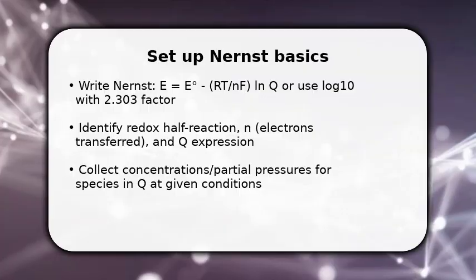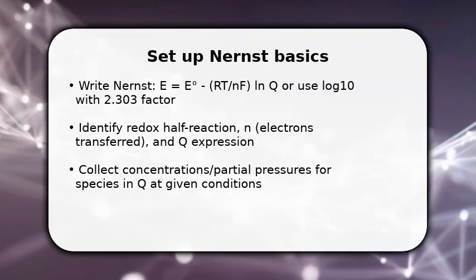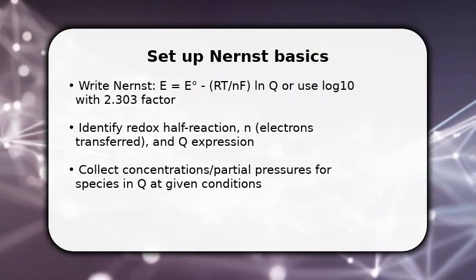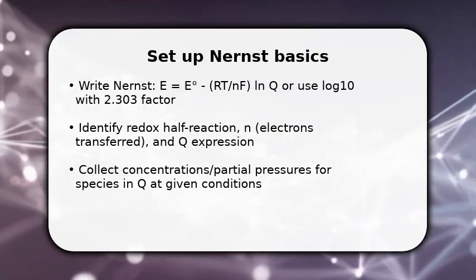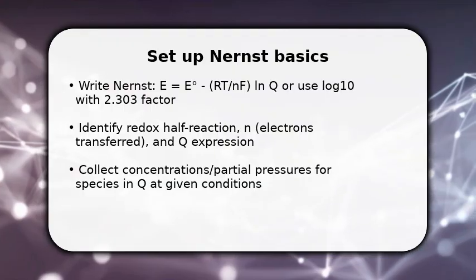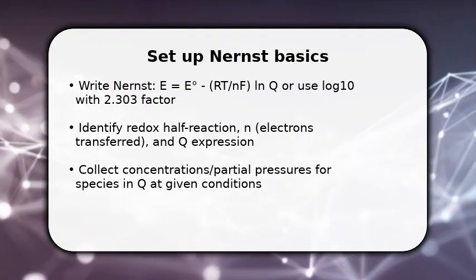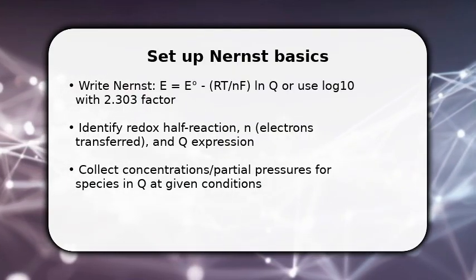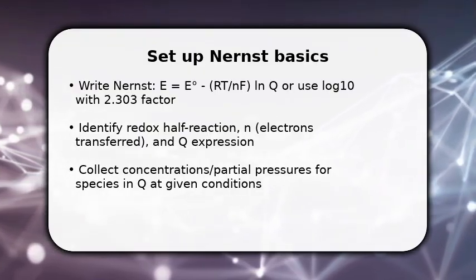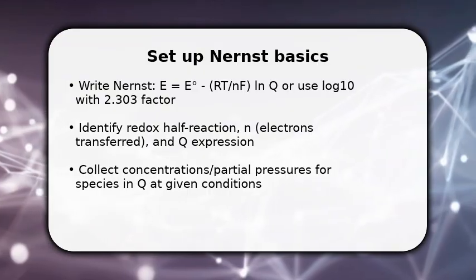Enjoy the video. You start by writing the Nernst equation and converting ln to log 10 if preferred. Use the 2.303 factor so numbers are manageable. Next, identify the balanced half reaction and count n, the electrons transferred, because n scales the correction term. Then write Q as the product of product activities over reactant activities with powers from the equation.